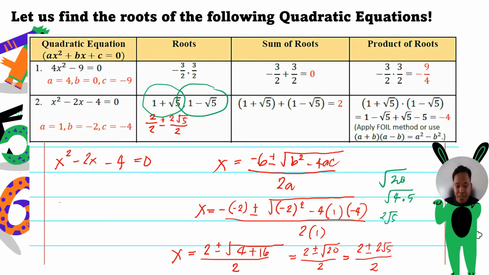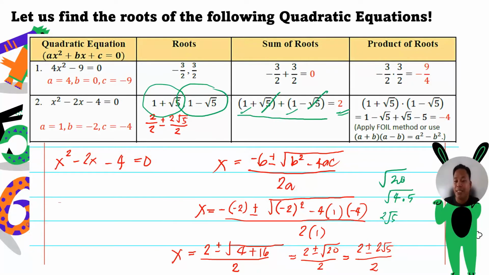Then, if we're going to find the sum, just add the similar terms. We are going to add 1 plus 1 is 2. And square root of 5 minus the square root of 5 is 0. So 2 na lang po yung sagot natin for the sum.